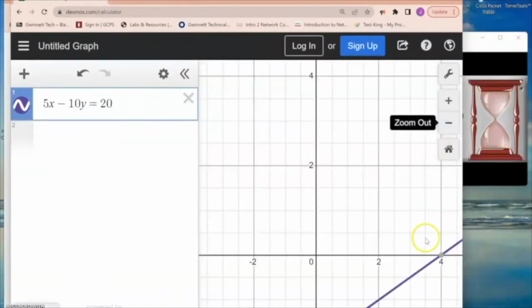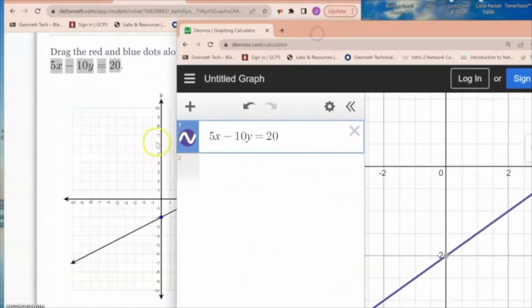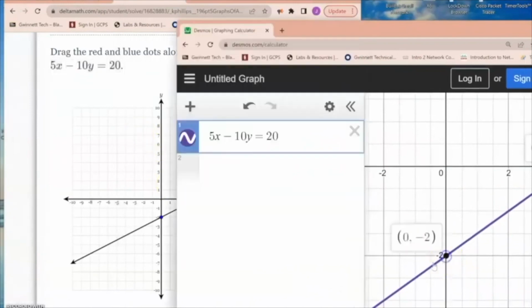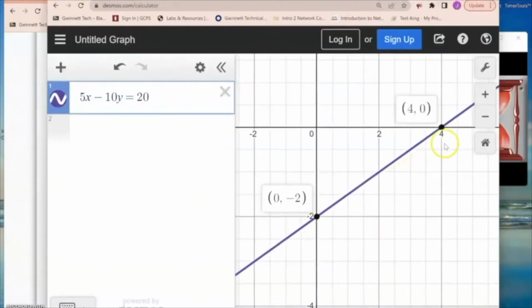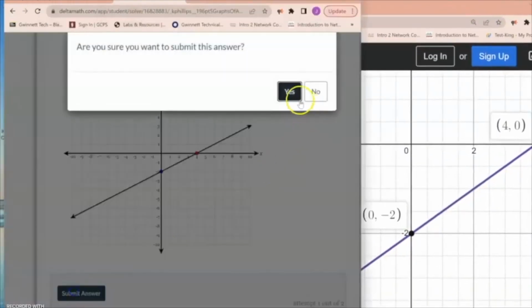Zoom out. There's my line. Find my x-intercept. Is my x-intercept at 4, 0? I mean, sorry, my x-intercept. And then my y-intercept is at 0, -2. Yep. So those lines do match. Okay, find two corners again. All right. Those lines do match. So that one is my answer.